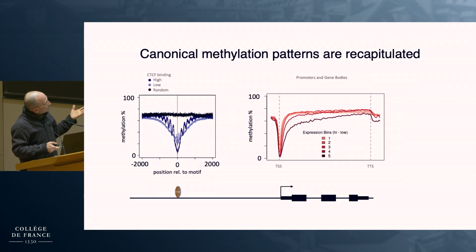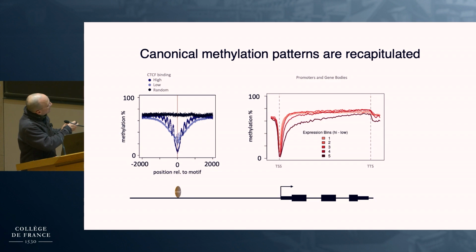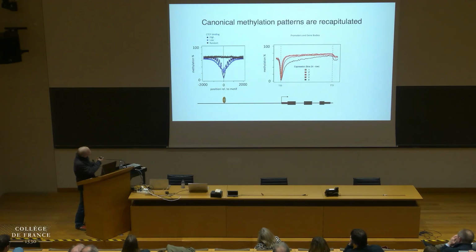And we also are able to recapitulate canonical patterns that are associated with methylation and CTCF binding. For instance, we can see that at the point of CTCF binding, when you have very strong CTCF binding, you see this ringing of methylation, which is actually related to histone orientation to either side. And that this also correlates with expression bins.